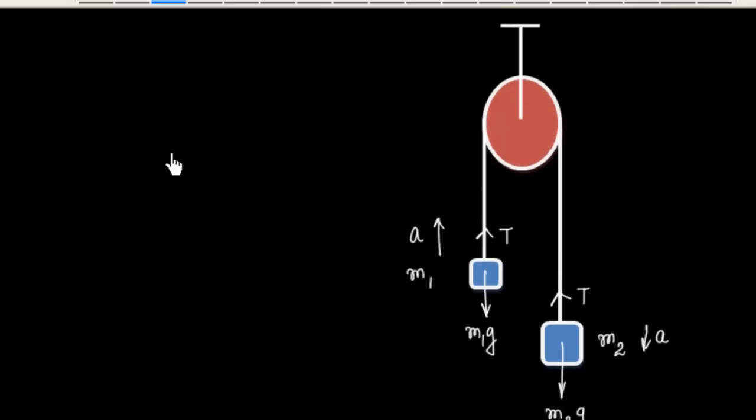So we can write m1z minus T. Let us say this object is going up, so upward force we have to take positive. So this is T minus m1z is equal to mass m1 into acceleration. For this object we can write, mass is going down, so m2z minus T is equal to mass into acceleration.